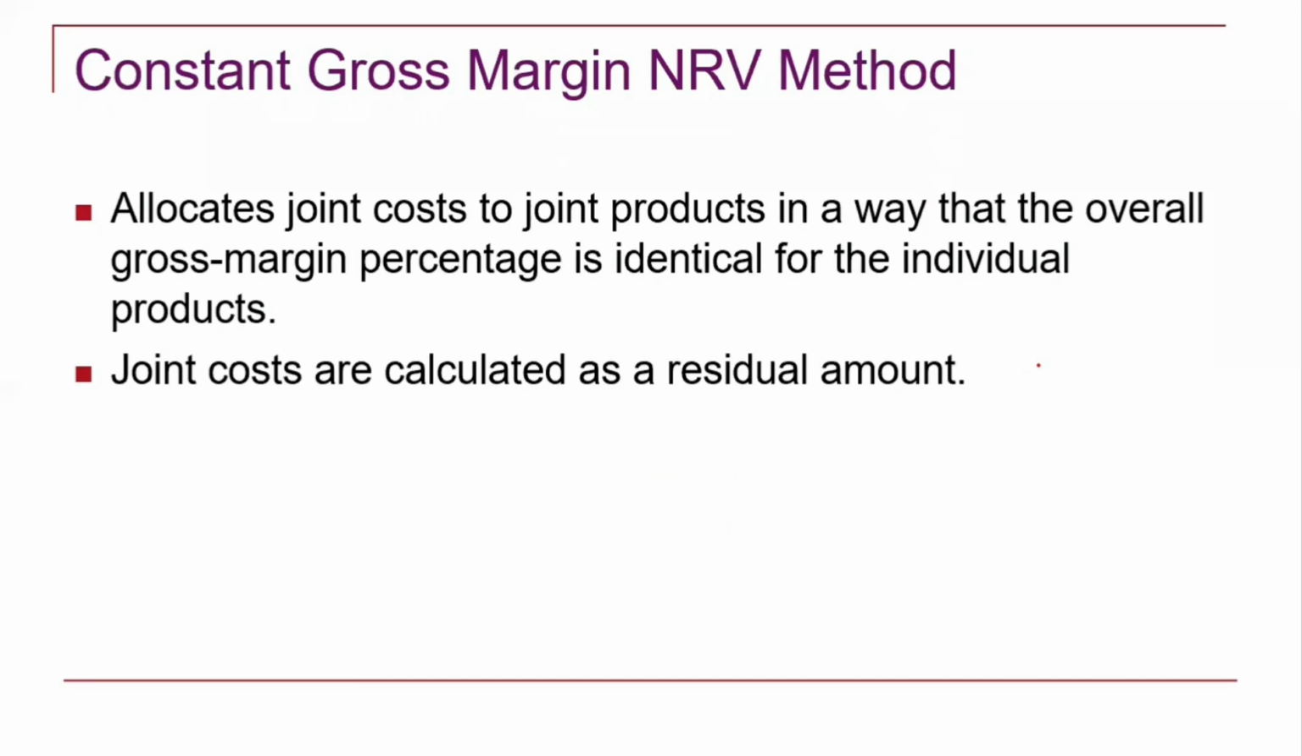Constant gross margin NRV method, sabi natin, although na-mention ko rin kanina, that we allocate joint costs to joint products in a way that the overall gross margin percentage is identical for the individual products. So pare-parehas ang application natin ng GP rate sa mga products na yan. And joint costs are calculated as a residual amount. Mamaya marirealize natin paano nangyari as a residual amount. Iba kasi yung computation natin kapag constant gross margin approach yung ginamit natin.